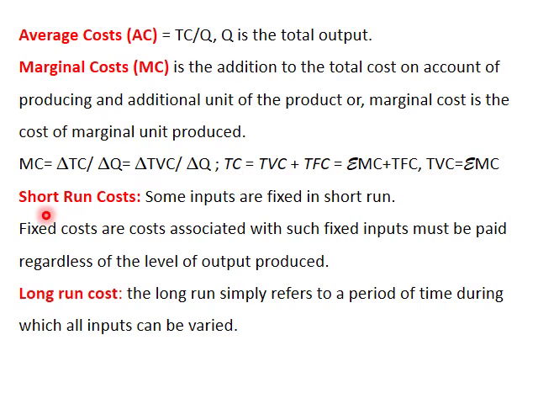The other division is short-run cost. Some inputs are fixed in the short run, and the other inputs are variable. So fixed costs are costs associated with such fixed inputs, and must be paid regardless of the level of output produced. By the way, in the short run, at least we need to have one fixed cost. That means a cost that cannot vary with the output of the production, the volume of the production.